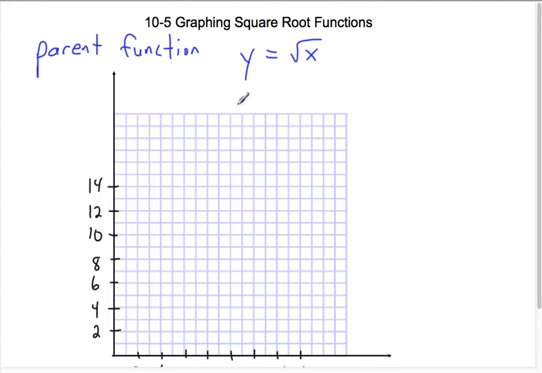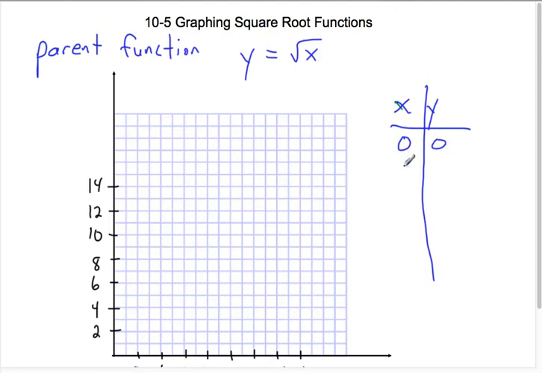Hello everybody. Today we're going to learn about graphing square root functions. It's pretty similar to graphing any function. We can make an XY chart here. So let's make it blue actually. So XY. I'm going to choose X values that are perfect squares to make it easier.